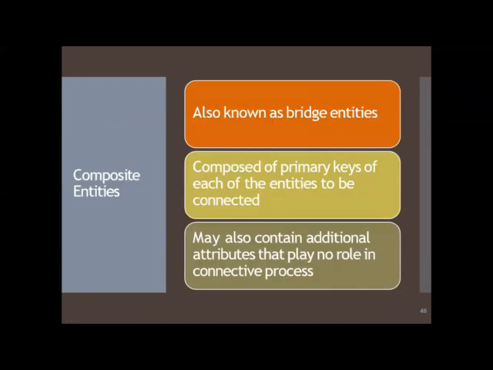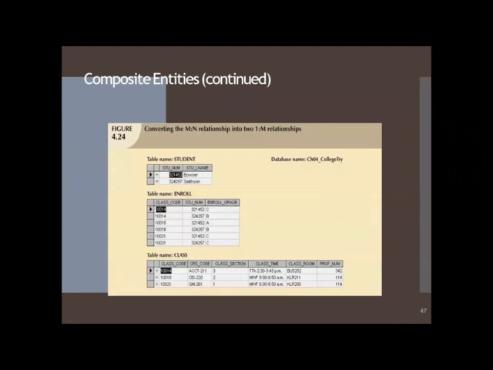Composite entities, also known as bridge entities, are composed of the primary keys of each of the entities to be connected. They may also contain additional attributes that play no role in the connective process. This is the composite entities, converting the many-to-many relationship into two one-to-many relationships.